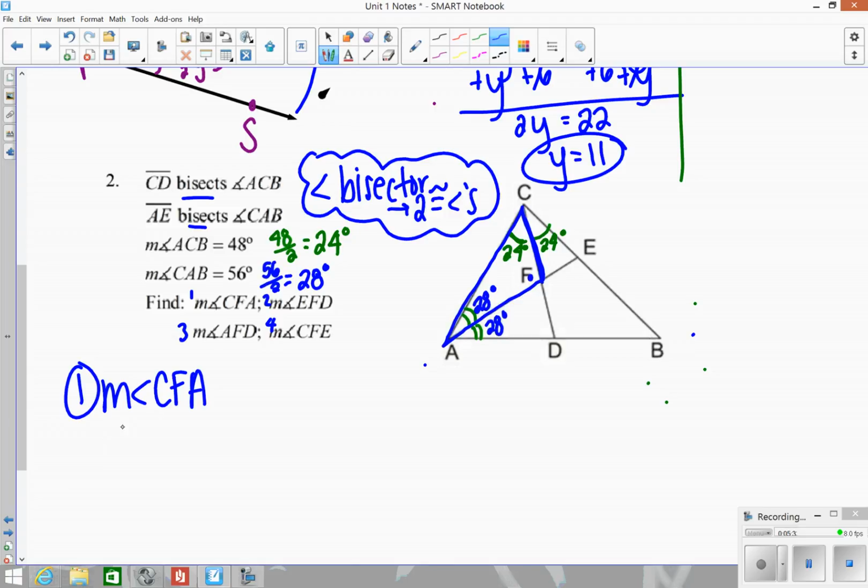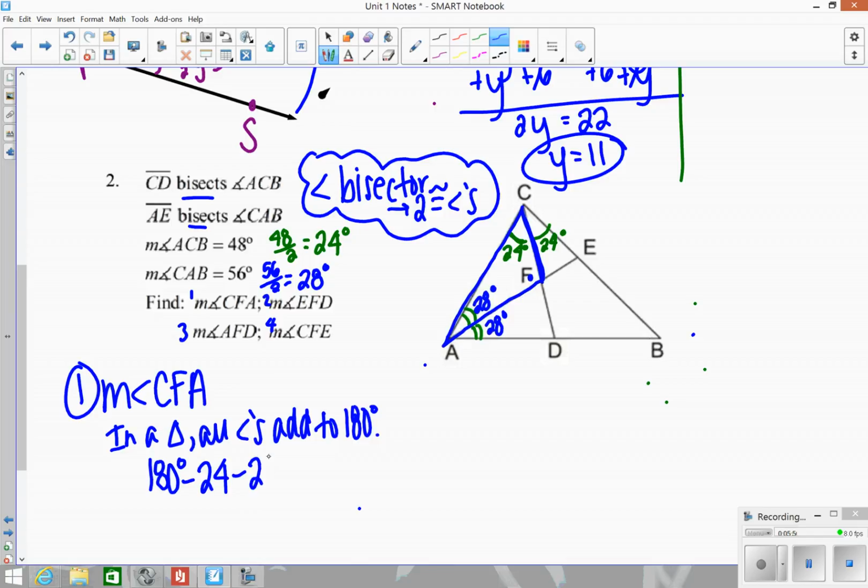So if I just write that out, in a triangle, all angles add to 180. That's my reason. So that means if I subtract those 2 angles from 180, or add them up and then subtract them from 180, same thing, you'll get the measure of that angle, which is 128. So CFA is 128.